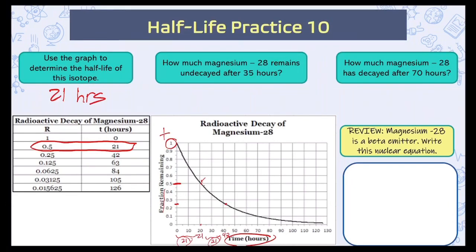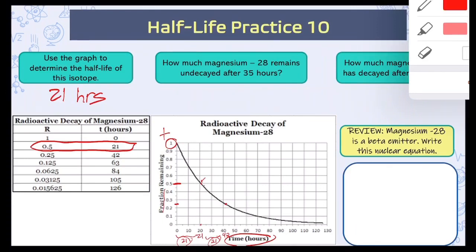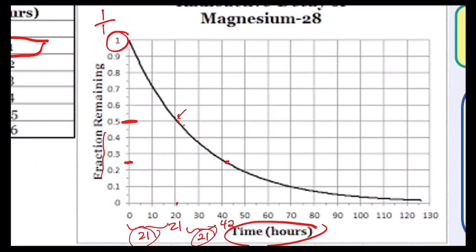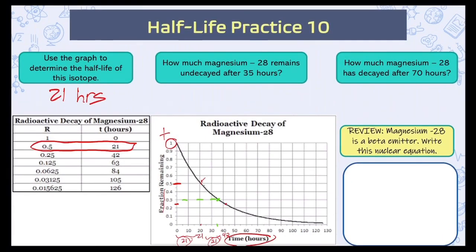Now let's take a look at how much magnesium-28 remains undecayed after 35 hours. So 35 hours, find that on the x-axis. You can see it marked there. And follow it up to the curve, and you'll see that that's 0.3 on the y-axis. 0.3 is the fraction that remains radioactive. So that would be our answer to that second question. So remember, undecayed means that that amount is still radioactive. It's still unstable.